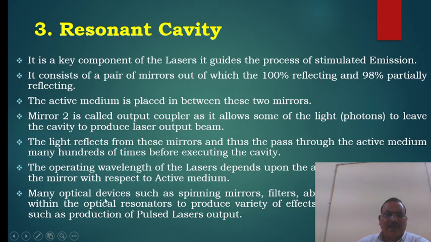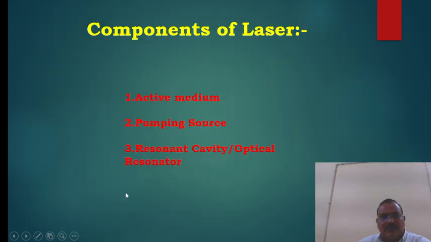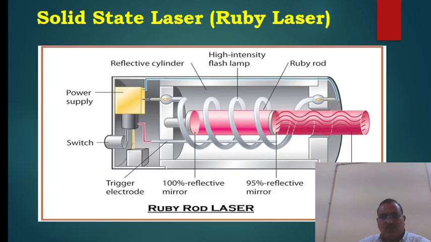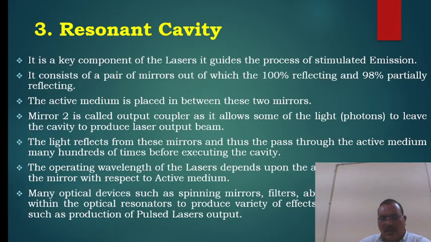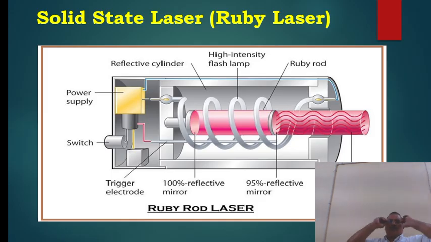Many optical devices such as spinning mirrors, filters and absorbers may be placed within the optical resonator to produce a variety of effects on the laser's output, such as production of pulsed laser output. So these three are the basic components of the laser: active medium, pumping source, and resonant cavity. Now I want to start your first topic, that is the solid state laser. Its second name is the ruby laser.